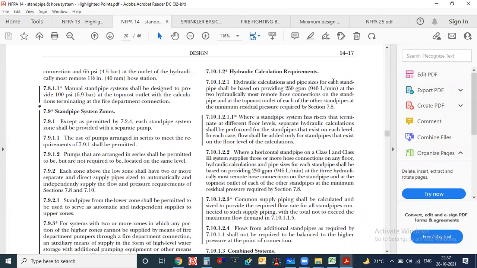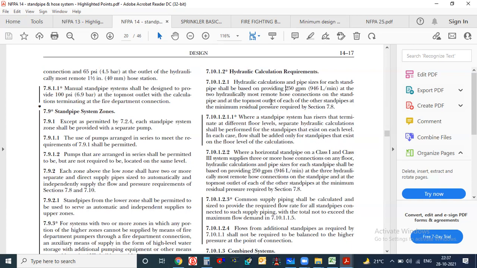Now, hydraulic calculation and pipe size for each standpipe shall be based on providing 250 GPM at the two hydraulically most remote hose connections on the standpipe, and at the topmost outlet of each of the other standpipes, at the minimum residual pressure required. This point clearly tells that you require two hydraulically most remote hose connections. So we understand that the minimum fire hose connection requirement on one floor is 2. You have to add 2 hose connections. If you add 3 or 4, that is very good. But minimum you have to add 2 hose connections.